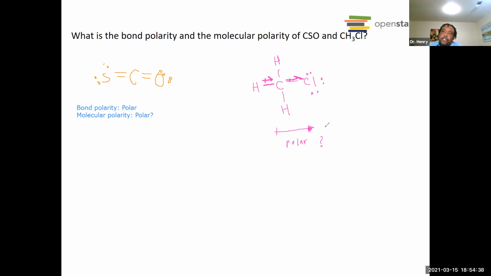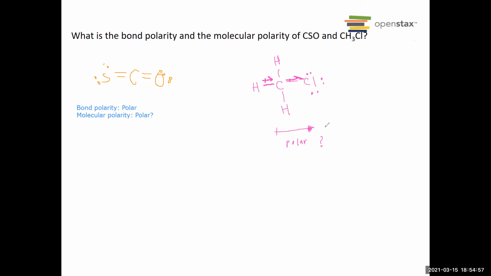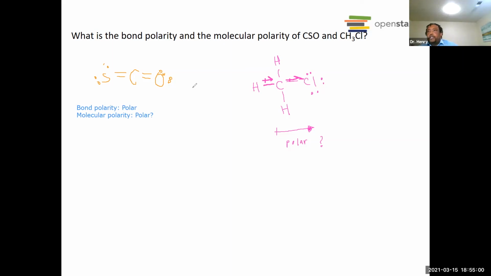Okay, what about the bond polarity? Who's going to be favored under each circumstance? Which way is it going to be pointing? Is it going to be pointing towards the carbon in the case of the sulfur and the carbon, or is it going to be pointing towards the sulfur?